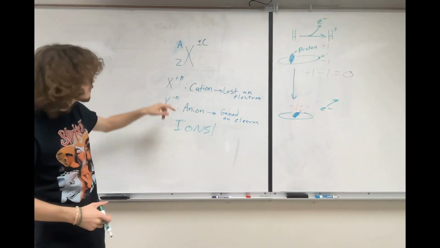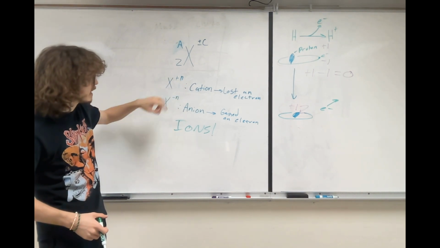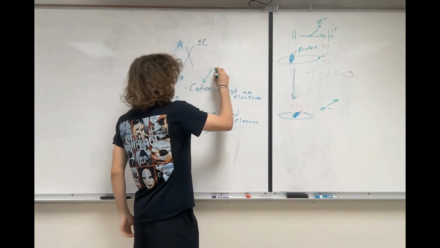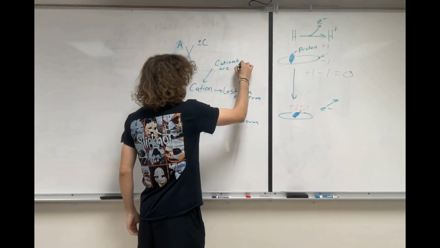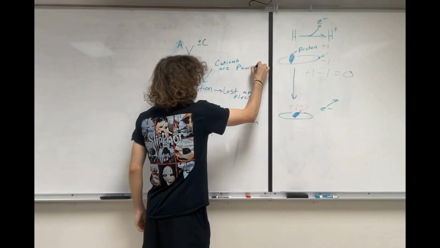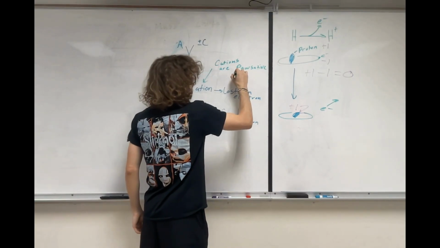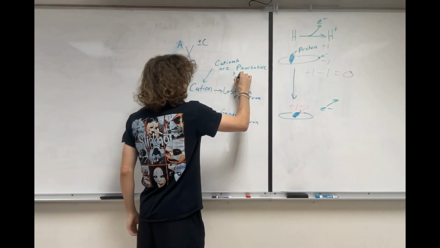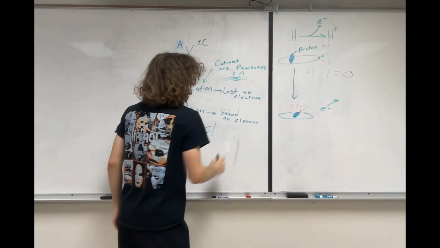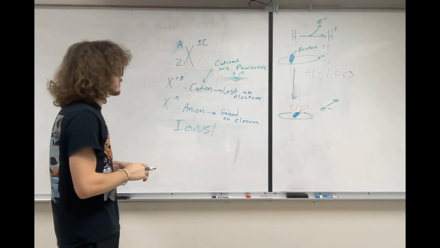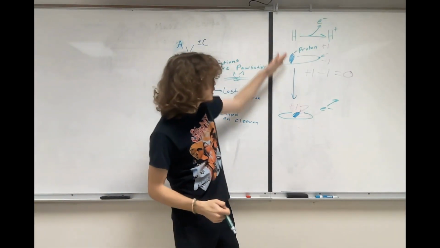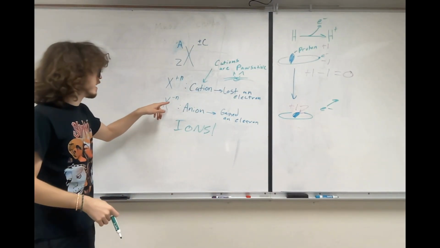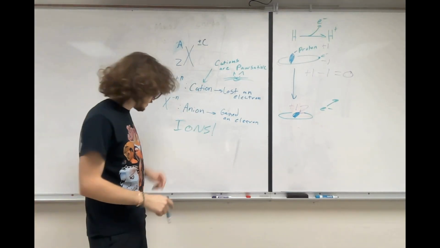If you have trouble remembering the names of cation and anion, remember that cations are positive. Little cat here for you. I'm not the best artist, so bear with me. But positive charge, cation, you lost an electron, right? That's what we demonstrated here. However, an anion, negative N charge, you gain an electron.